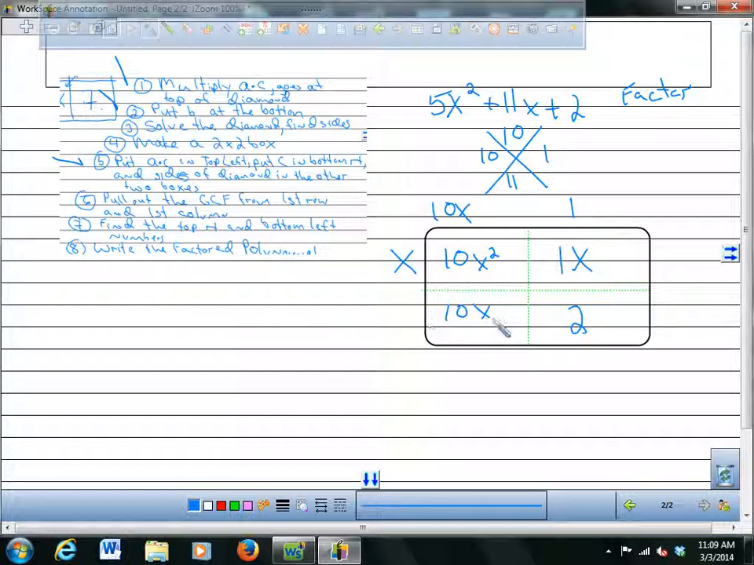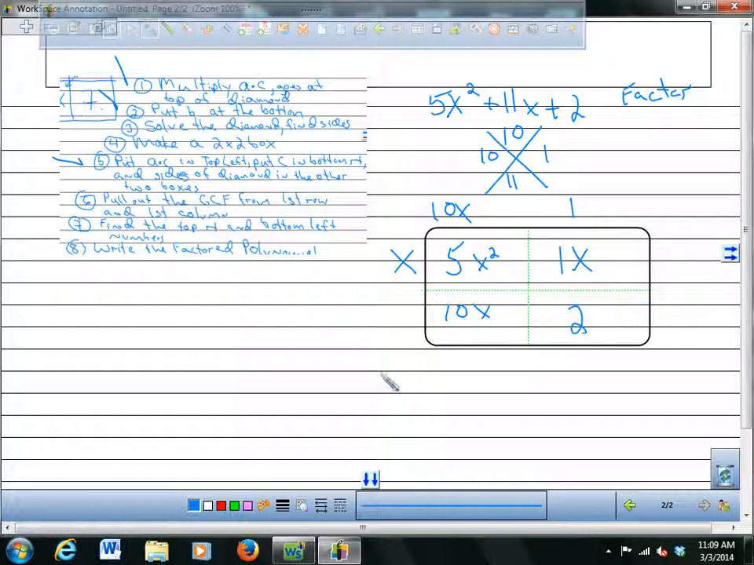2. 10x times what gives you 10x? 1. Did I mess this up? No. Would it be 2? Top chef 5x squared. I messed up. Oh, darn. Second part. Finally, put the GCF.